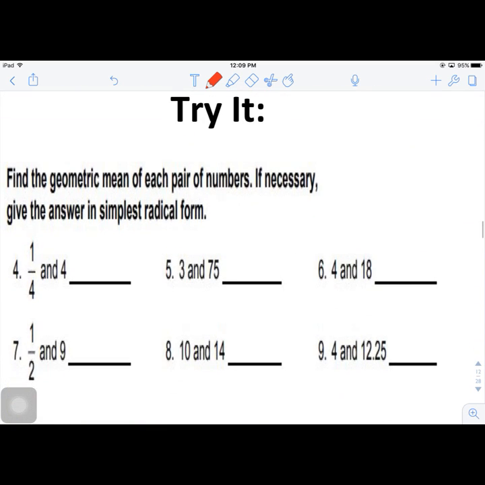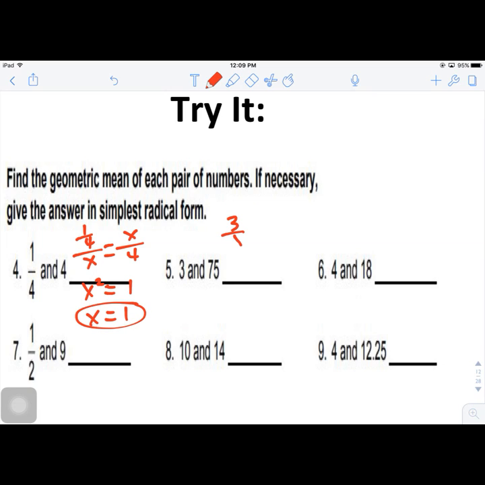We're going to take a look at the triad problems here. So at this point, you also need to pause the video to try the problems. And so to find the geometric mean between 1/4 and 4, it is 1/4 over x equals x over 4. Cross multiplying, I have x squared equals 1. And taking the square root, x is equal to 1. So 1 is the geometric mean.